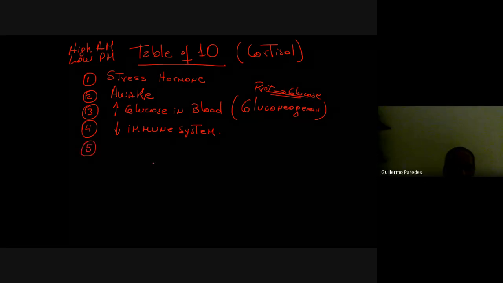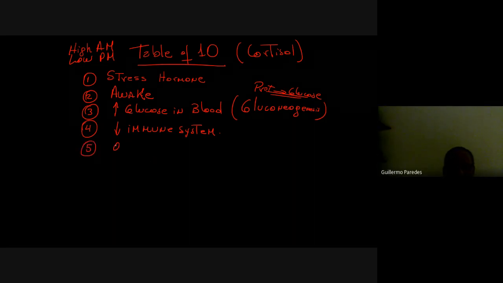Number 5, it is going to cause osteoporosis. Too much cortisol produces demineralization, the decalcification of the bones. It can lead to osteoporosis, so weak bones.